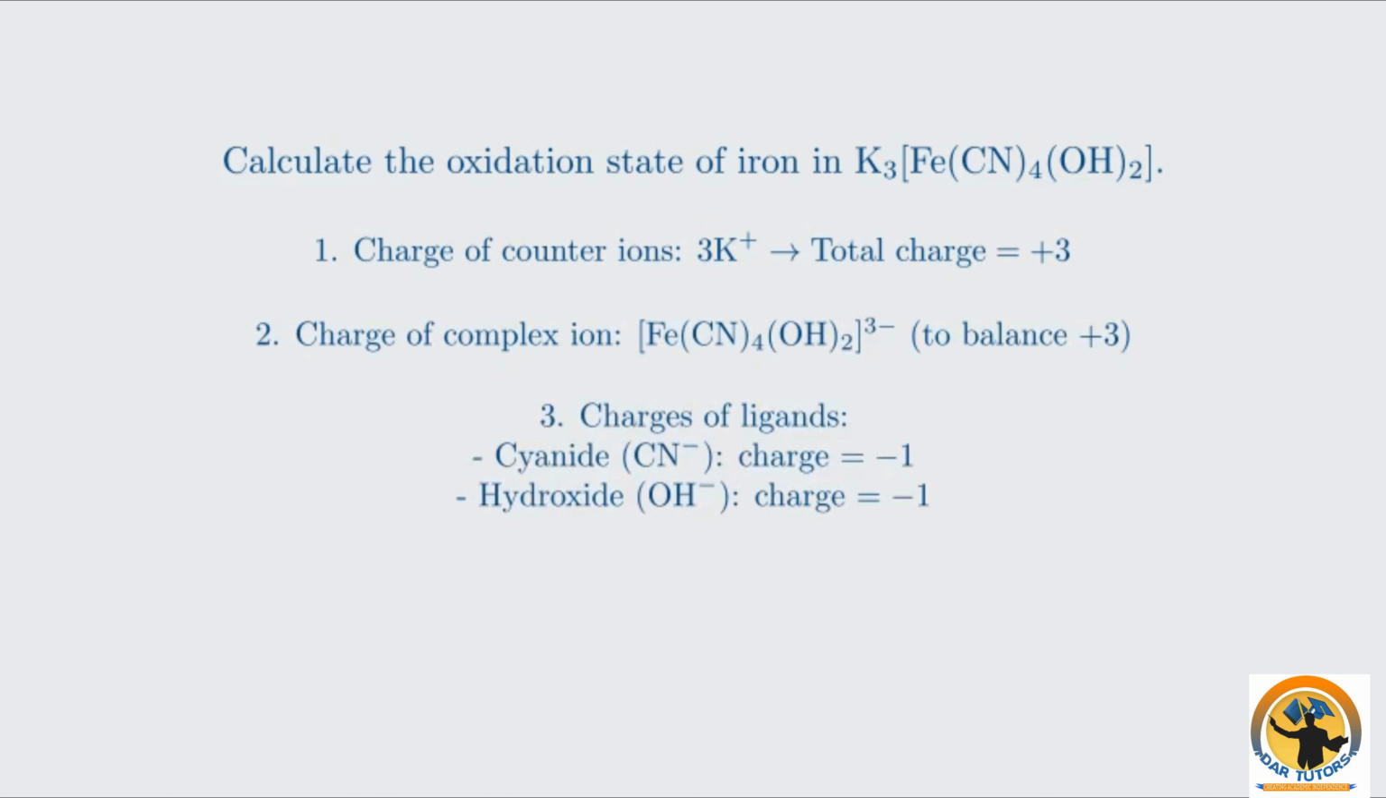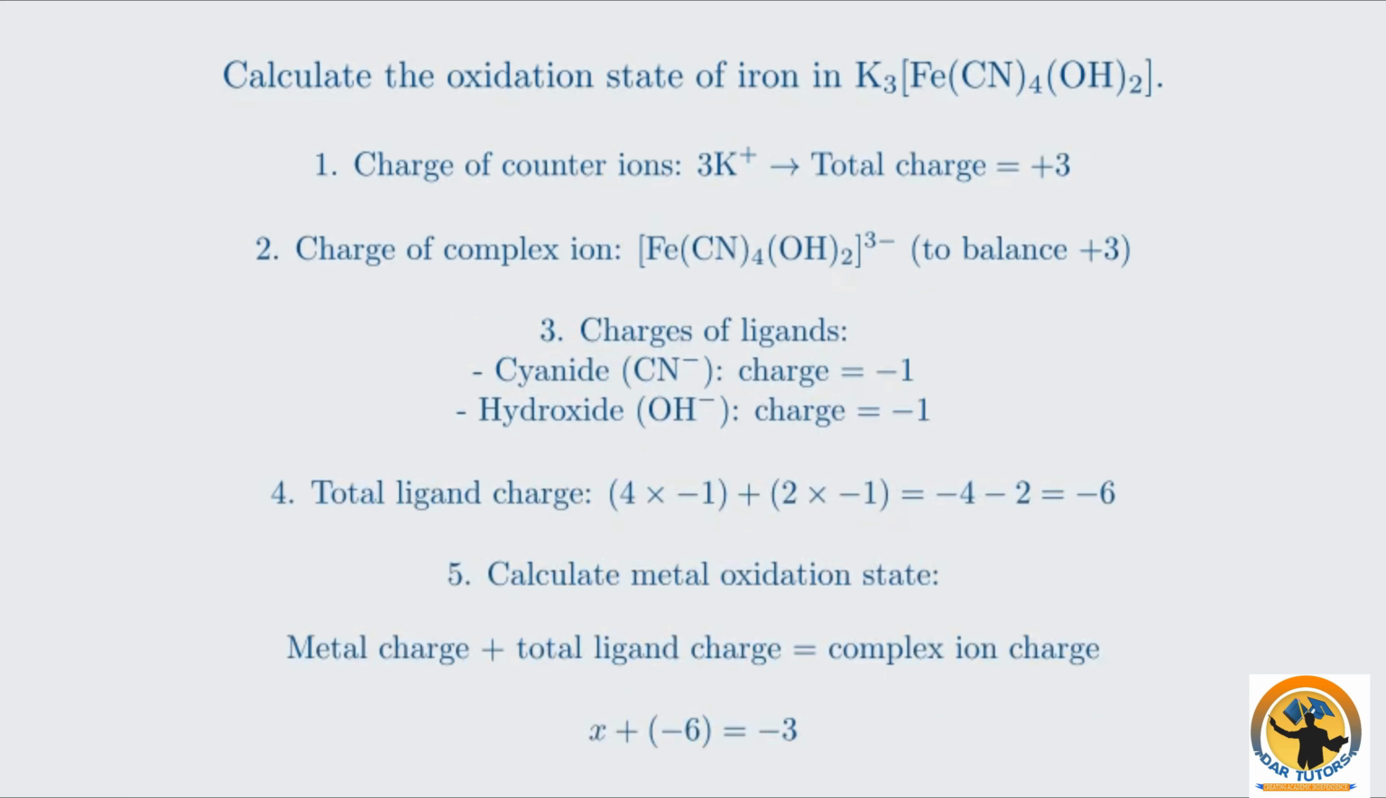Step 3. Next, let's examine the ligands. Both cyanide and hydroxide have a charge of -1 each. Step 4. We need the total charge from all the ligands. 4 cyanides and 2 hydroxides give us 4 times -1 plus 2 times -1, which equals -6. Step 5. Now set up your equation. The oxidation state of iron plus the total ligand charge equals the charge of the complex ion.